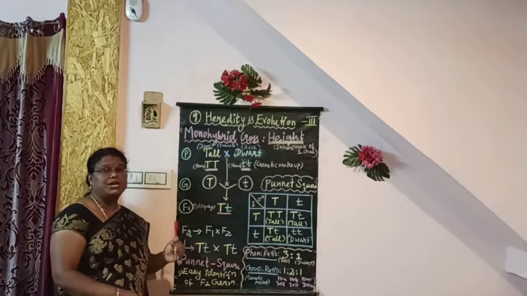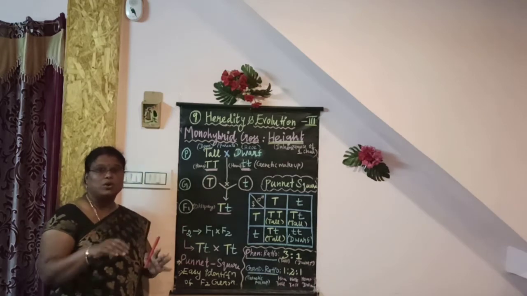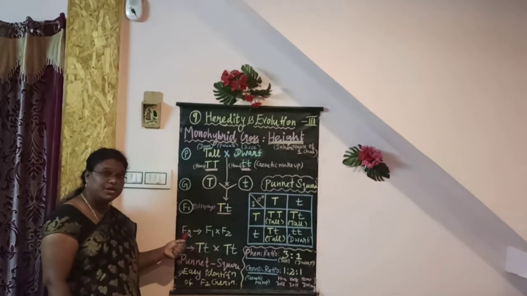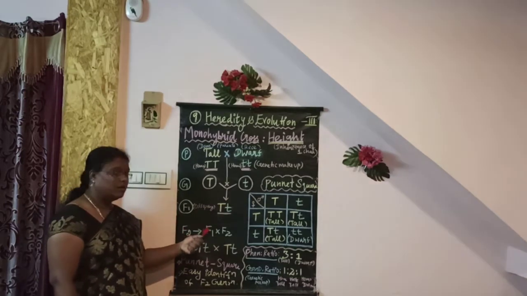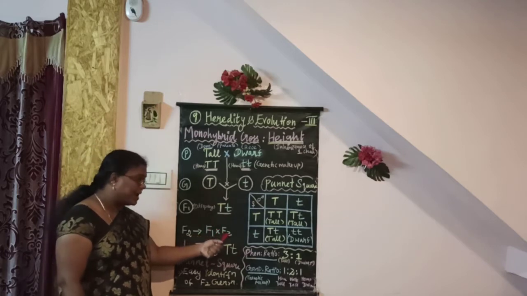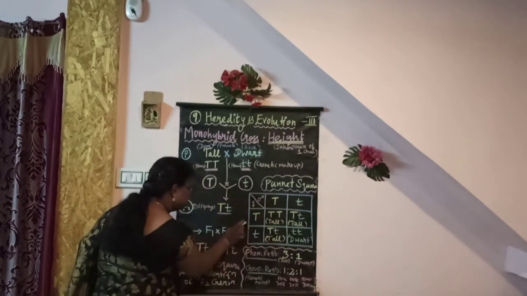And the F2 generation means he again crossed those plants. In the F2 generation he crossed F1 offspring with F1 offspring.